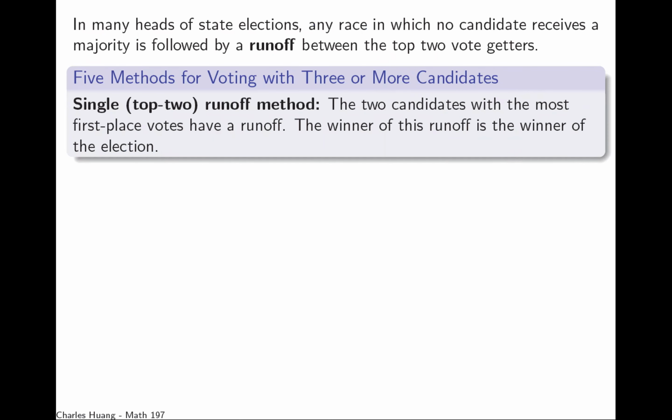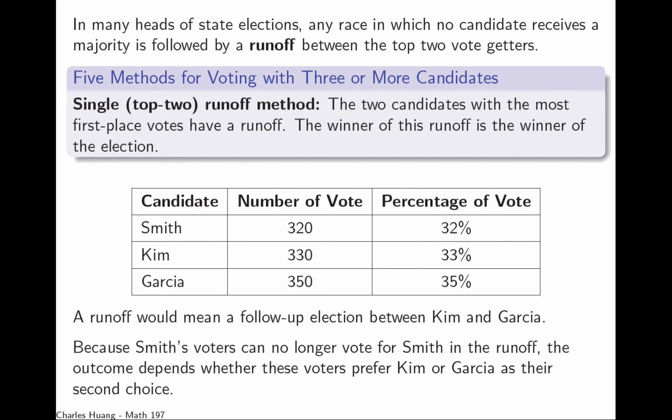In many elections around the world, most countries will have a runoff between the top two vote getters. So what will happen is this. After the first vote, the two candidates with the most votes will have something called a runoff, which is another round of the election. So it's a two-round election. And in this case, the winner of the second round is the winner of the election.